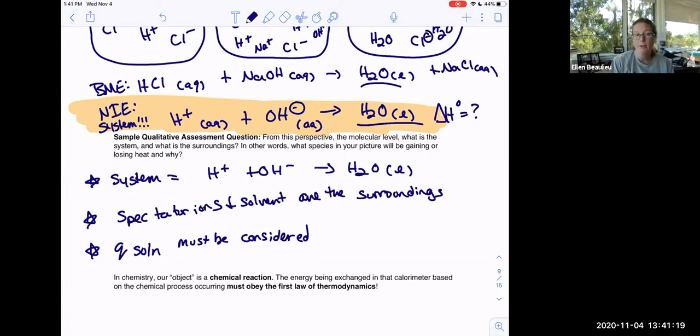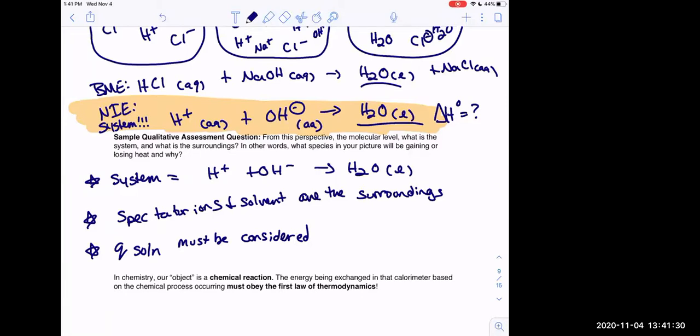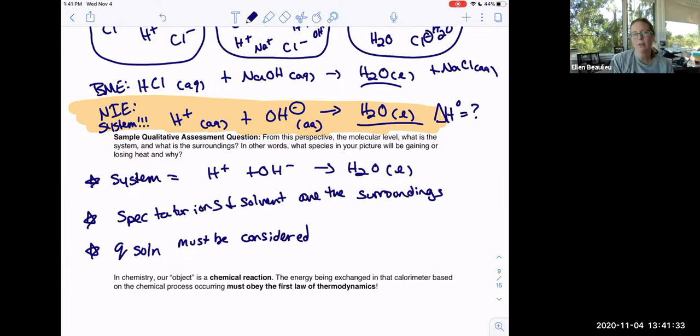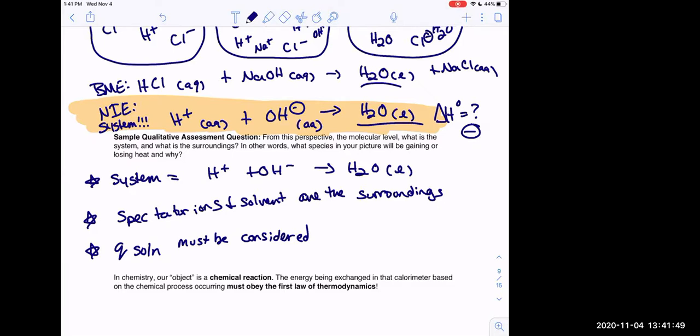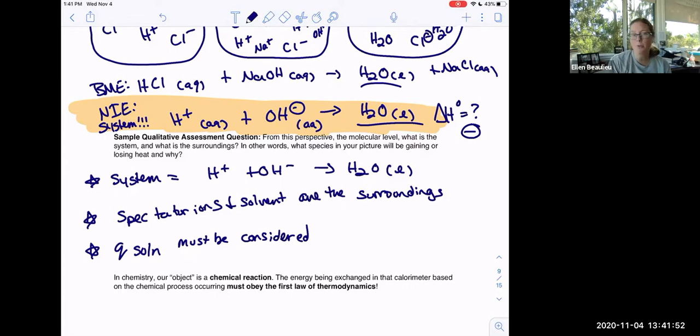So pulse check, if our reaction is exothermic, what should happen to the temperature of our solution? Up or down? Down. Wait, did you say endo or exo? Exothermic, should my temperature go up or down? If this delta H has a negative sign, should my water get warmer or colder? Warmer. Correct. If those ions reacting to produce water release heat, then delta T should be positive. I should get warmer.